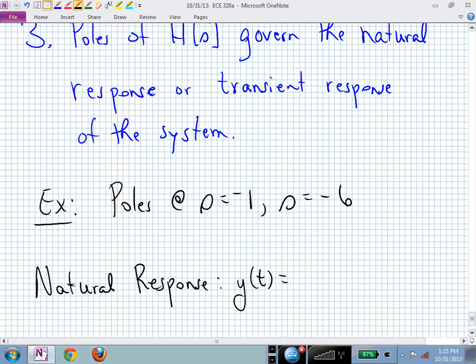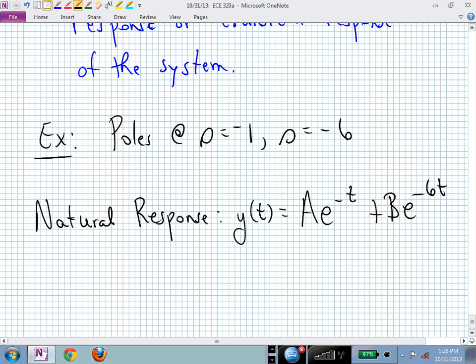Exactly. Now you know how this looks in the time domain because you can inverse transform that. You now know that y of t is going to have one term that looks like 1 over s plus 1 inverse Laplace transform, and the other term coming from the pole at -6. So your system naturally shakes at e to the minus t and e to the minus 6t. Those are its two modes. And depending on how it's interconnected, that will influence A and B, the relative weights of those two modes.